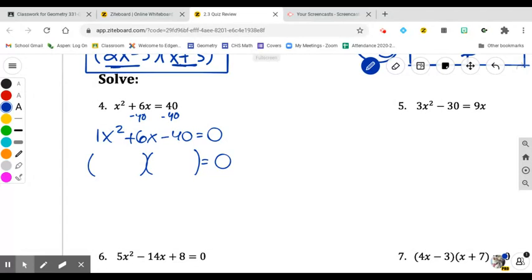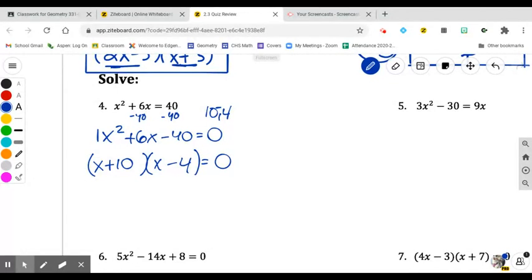So multiply to negative 40 and add to 6 is going to be, let's see, I know that 10 and 4 would add to 6 if I made the 4 negative. So it's going to be x plus 10, x minus 4.